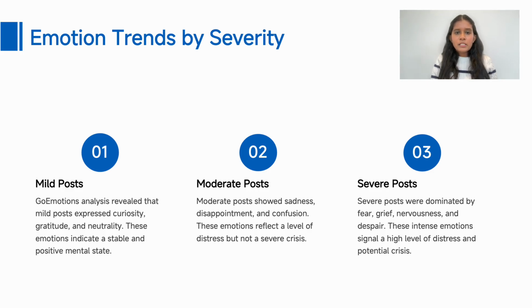In moderate posts, we start to see emotions like sadness, disappointment, and confusion more frequently. This reflects the emotional strain. Users are distressed, but they may still be in a state where they are processing their struggles rather than experiencing crisis. Severe posts, on the other hand, were dominated by fear, nervousness, grief, and sometimes despair. These are high arousal, negative valence emotions that suggest a high level of psychological pain and potentially indicate that the user might be reaching a critical emotional threshold requiring support or intervention.